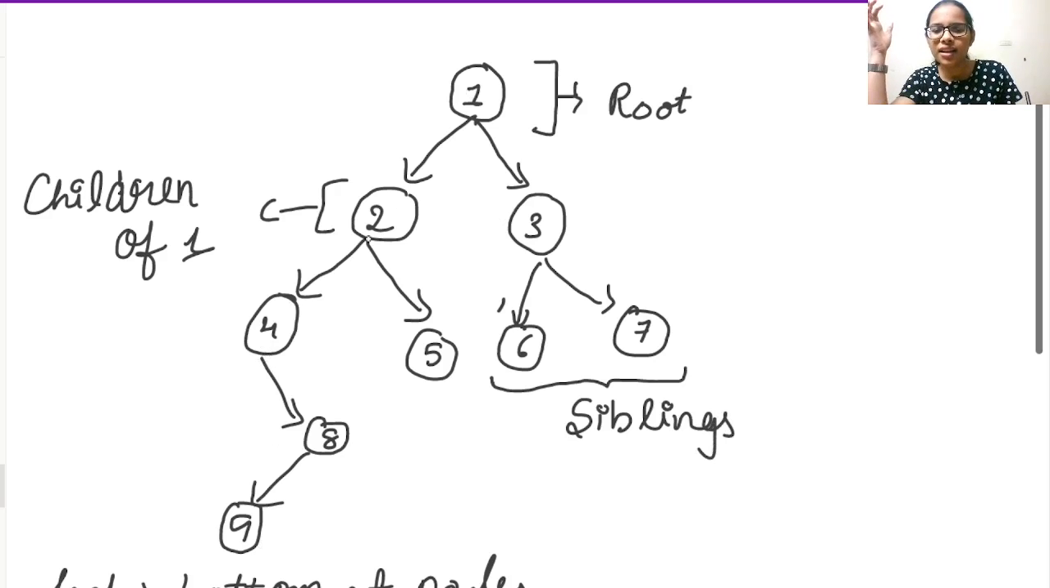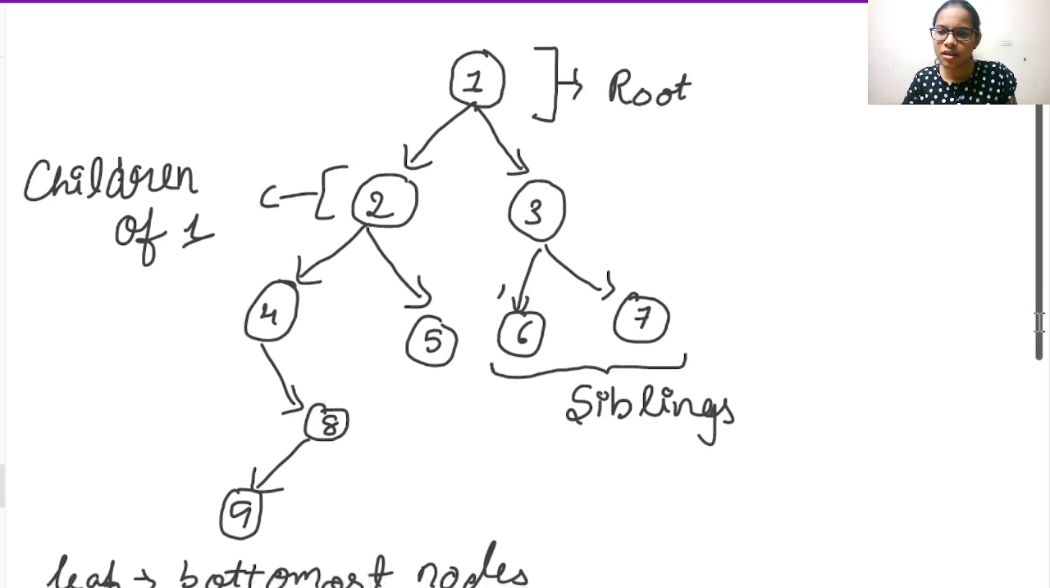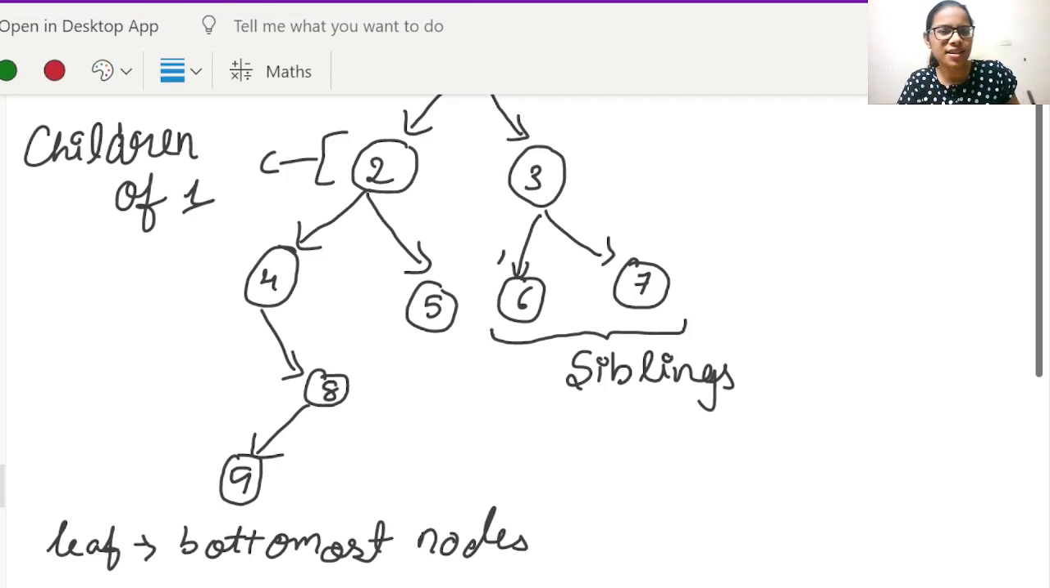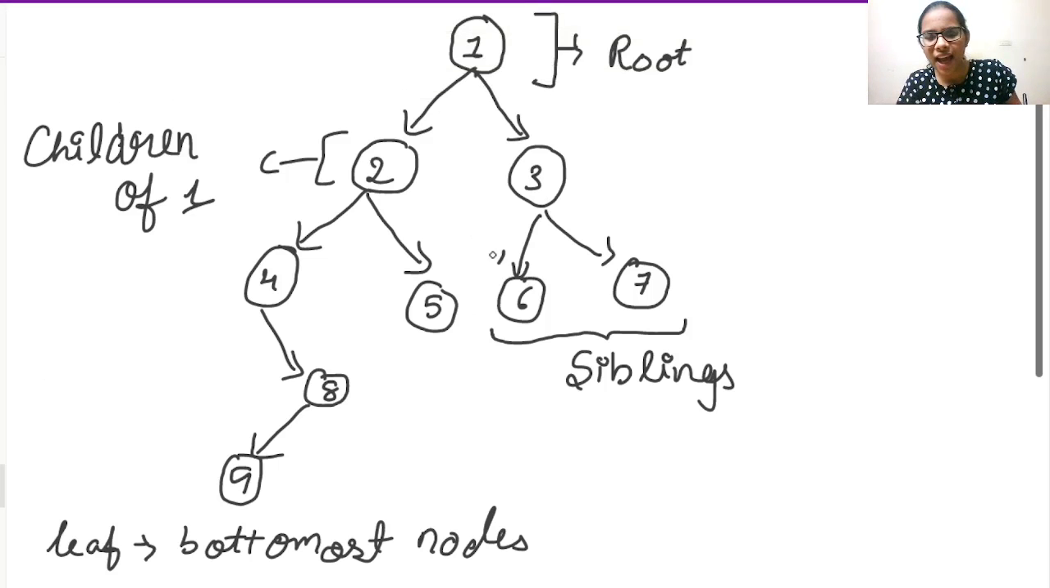Children and siblings are very much similar. They are analogous to real life examples, right? Now let us look at one more terminology, that is ancestors and descendants. Let me just move up a bit. Over here, as you can see, 1 connects to 2 as well as 3. 3 connects to 6 as well as 7. Can we say 6 is a descendant of 3? Yes, we can say 6 is a descendant of 3, as if we move up from 6, we get 3.